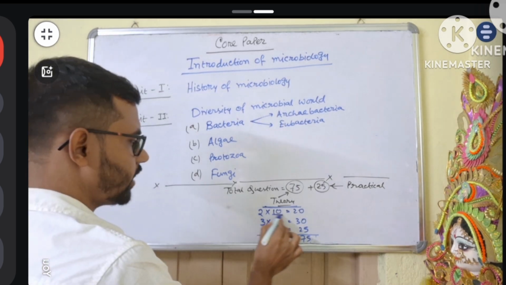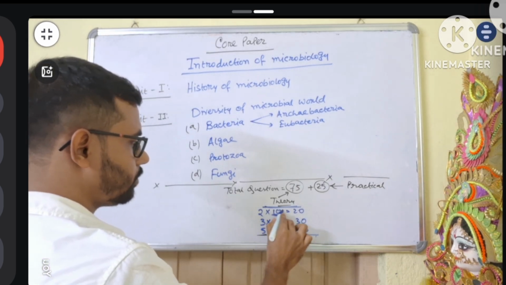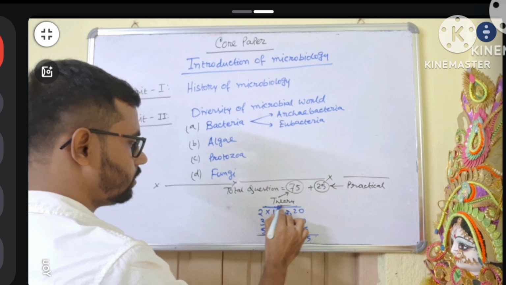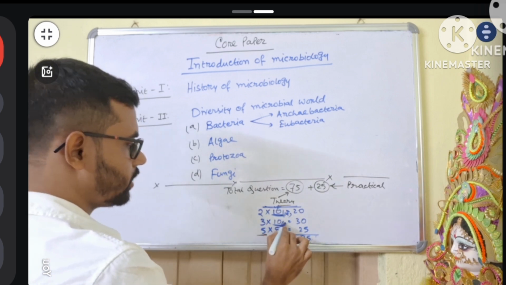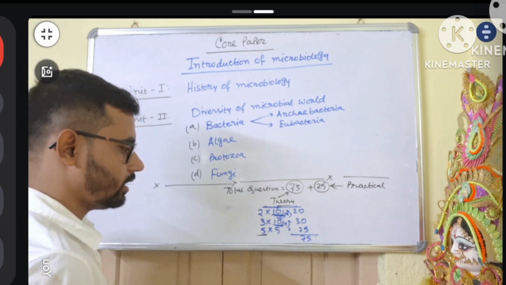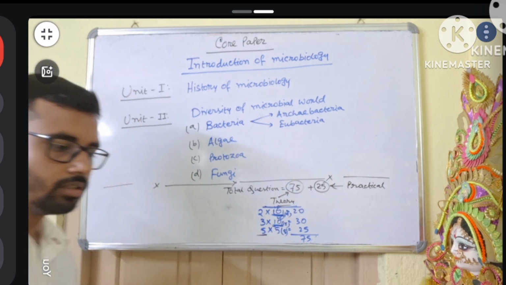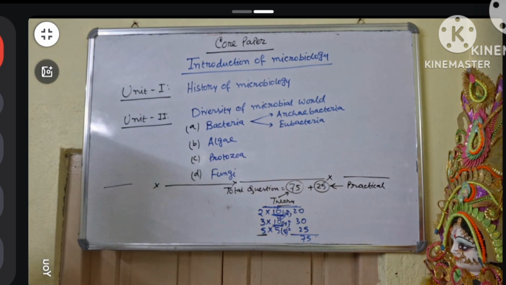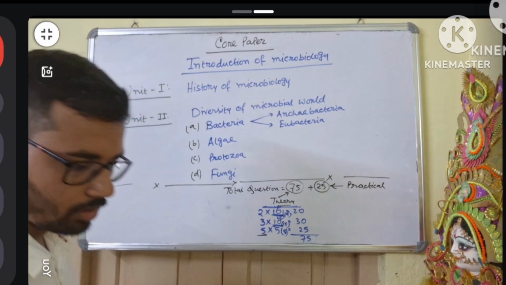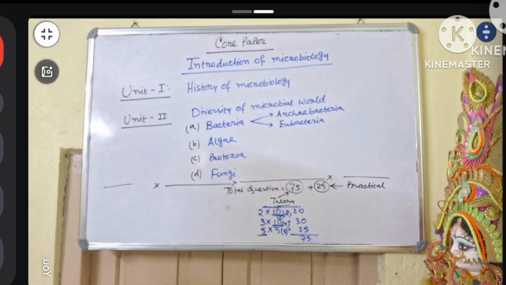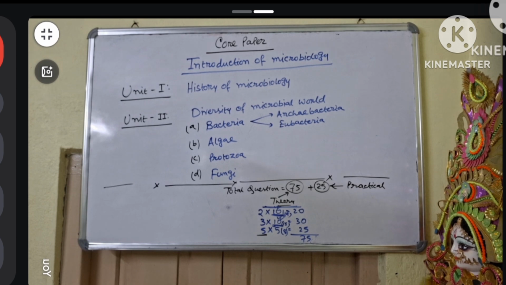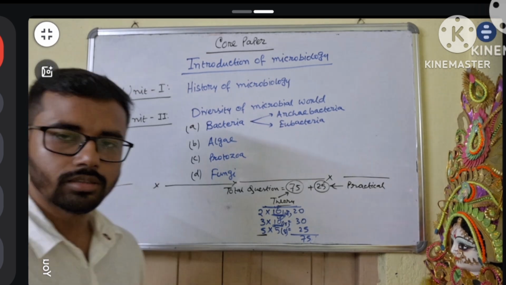There will be an internal choice also. Out of 15, you have to answer 10. Here also, out of 15, answer 10. And out of 8 five-mark questions, answer only 5. That's all about the syllabus and question pattern.